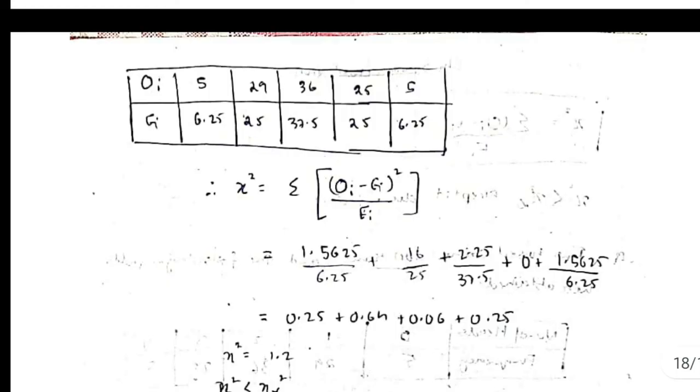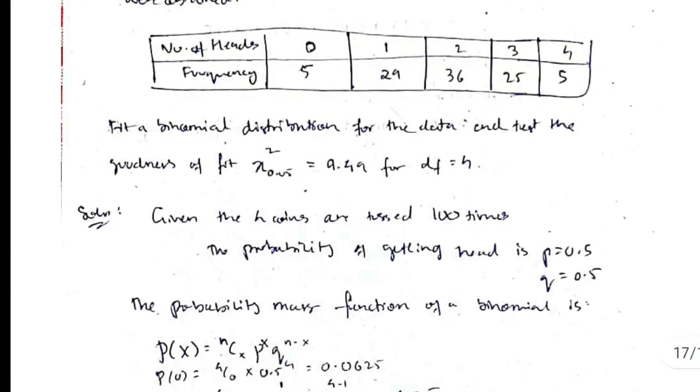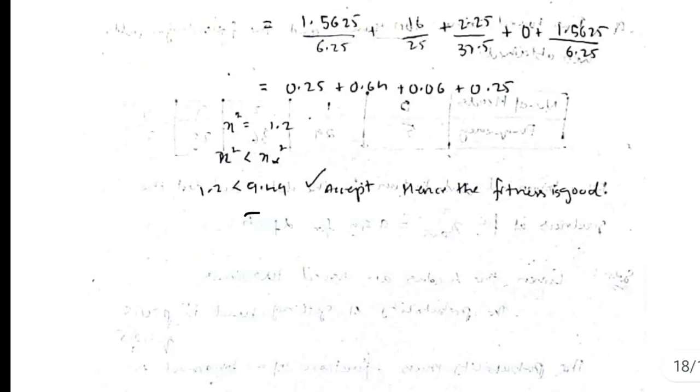Then we have to compare with the given chi-square value. In this question, the given chi-square value is 9.49. Therefore it's accepted, since the value of chi-square is less than chi-alpha square, and hence the fitness is good.